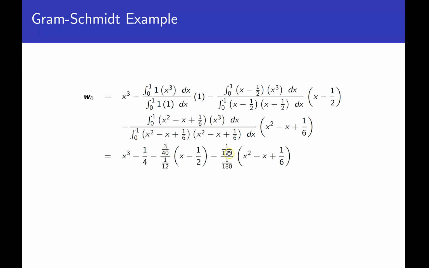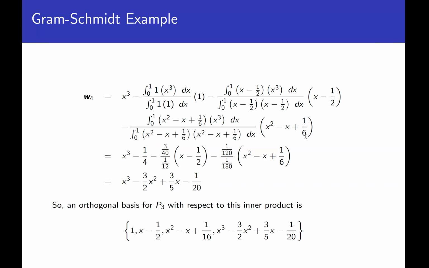This 1/120th is the inner product on top. This 1/180th is, again, the magnitude of the x squared minus x plus a 6th squared. We need those for later. And then if we simplify, we get the x cubed minus 3/2 x squared plus 3/5 x minus a 20th, which tells us now what an orthogonal basis is, not orthonormal. Orthogonal basis are those four vectors.